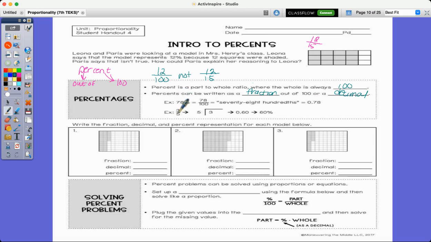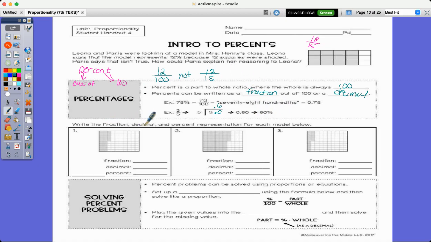Another example would be 3/5. Remember, numerator goes inside, denominator goes outside. So the 3 goes inside. We're going to finish this. It doesn't go into 3, but 5 goes into 36 times. And then that would be 0.60 or 60%. Because you need to remember, everybody moves your decimals to the right 2 places.